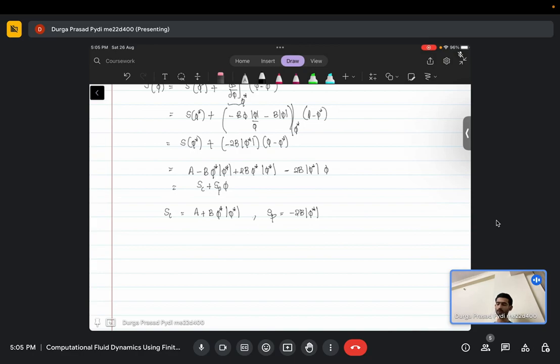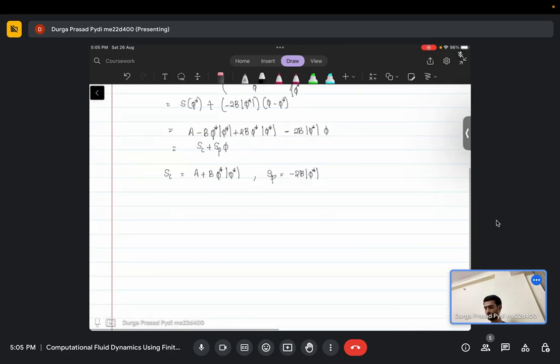What we are trying to do here is, say you have something like this: 0 to 1 is your domain, and say you have a Dirichlet condition. On this side the value of phi is 1, and here phi is 0. So without the source term your solution will be something like this.